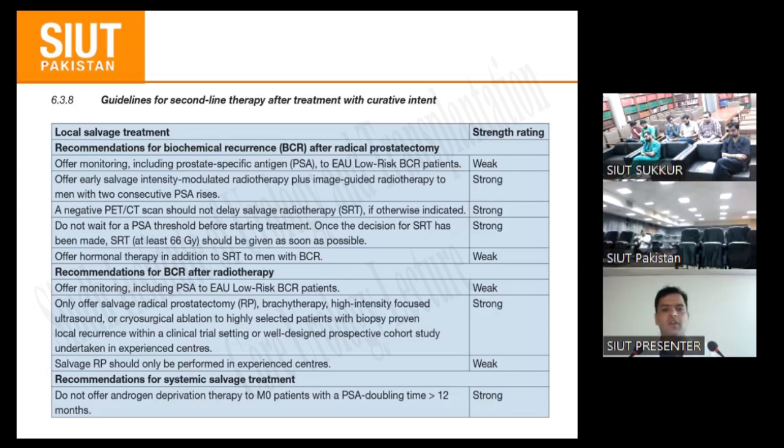Do not wait for a PSA threshold before starting treatment. Once the decision for salvage radiation therapy has been made, salvage radiation therapy at least 65 gray should be given as soon as possible; strong strength.